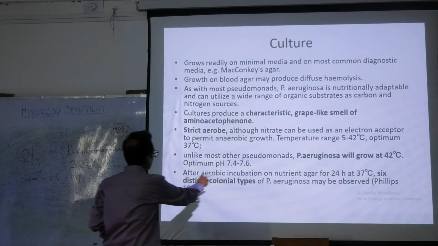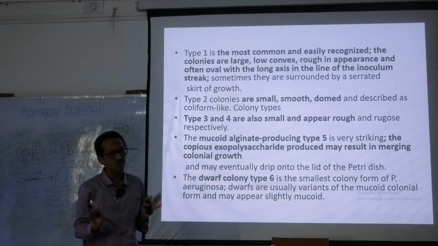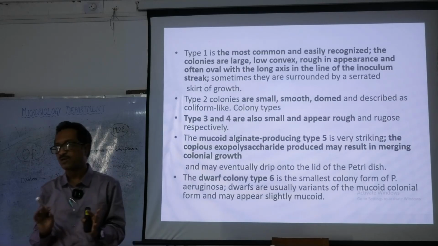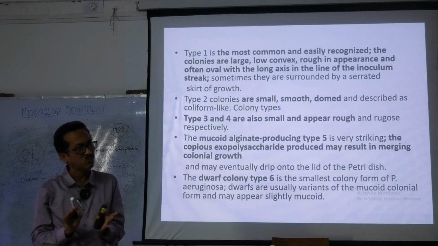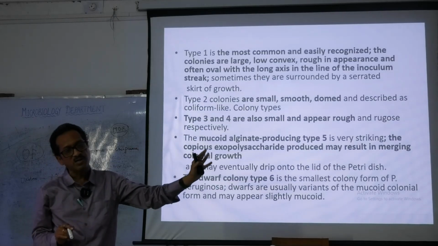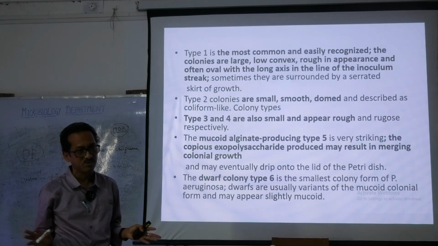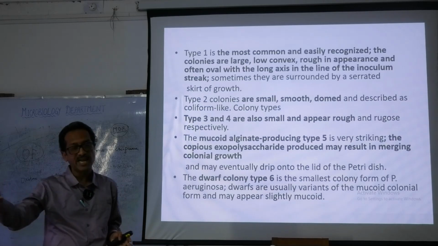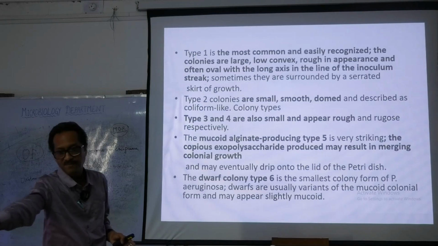Okay, I am telling you, there are 6 colony types, but you don't need to mention all 6. You mention only the first colony type, that is most common. Colony types 1 and 2 are most common. This is not written in your book also. Pseudomonas can produce 6 different types of colony. So we can see from the colony itself, like this typical one, all of you have seen.